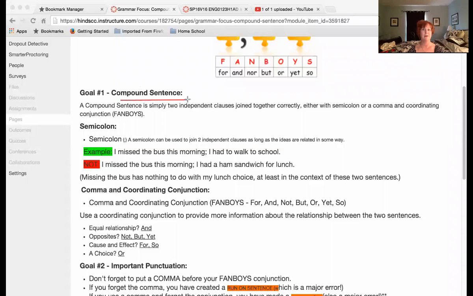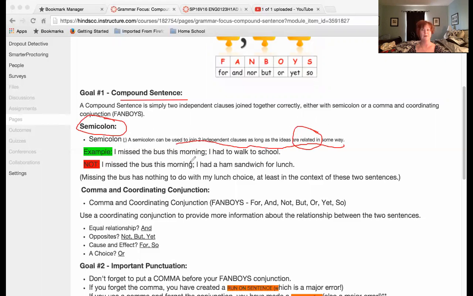Okay, so here we go. What makes a compound sentence? Okay, we've gone over that. So we're going to use a semicolon. We're going to talk about how we use a semicolon. A semicolon can be used to join two independent clauses as long as the ideas are related. That's important. You don't join two sentences that don't have anything to do with each other. So here's an example. I missed the bus this morning; I had to walk to school.